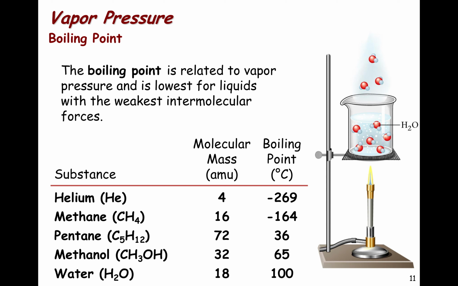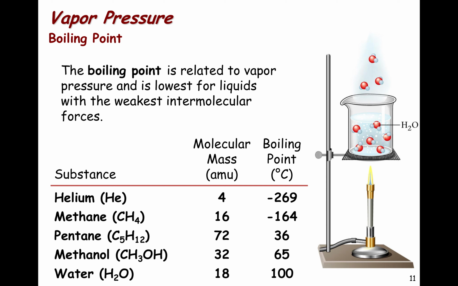It turns out that the normal boiling point of a liquid is highly dependent upon the intermolecular forces that are involved, and so the lowest boiling substances typically have the weakest intermolecular forces. So, for example, helium has nothing but London dispersion forces and is not very polarizable, so its boiling point is very low, very close to absolute zero.